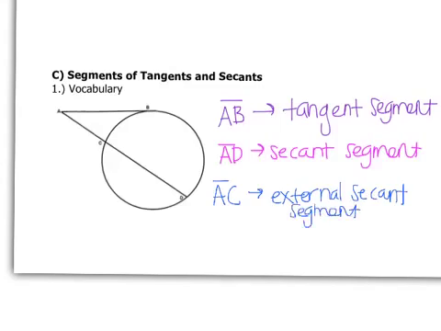We will be using these vocab terms in the next few problems, so make sure that you understand what these mean. AB is a tangent segment, a segment that touches the circle in one place. AD is a secant segment because it is a segment that touches the circle in two places. And then finally, AC is the external secant segment. That is the part of the secant segment that is outside of the circle.